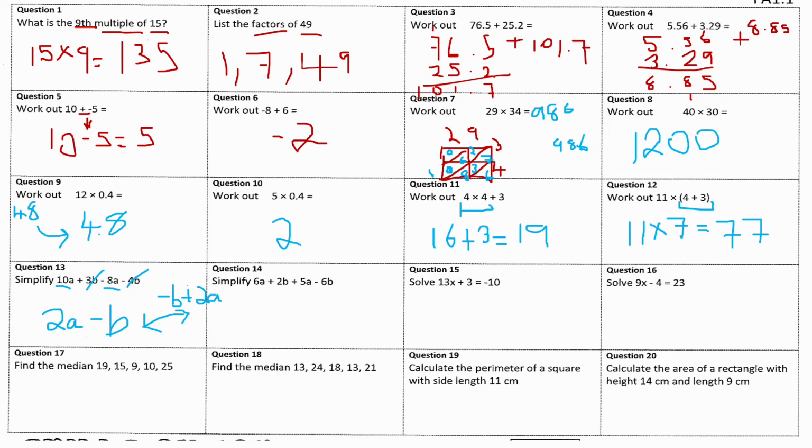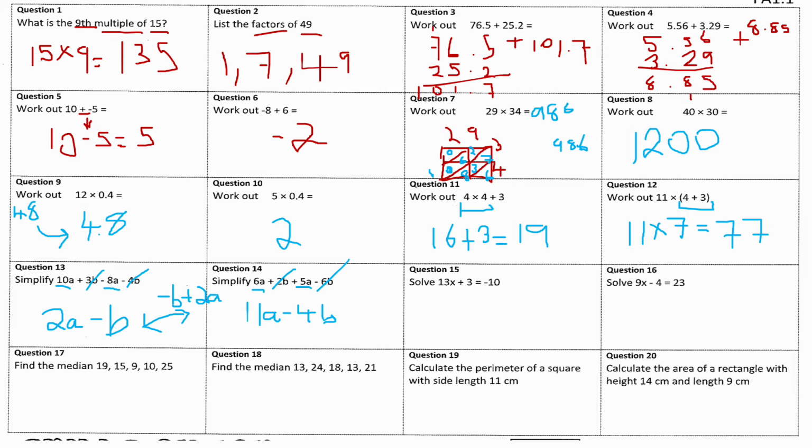This is question number 14. Again, simplifying like terms. Simplify 6a plus 2b plus 5a minus 6b. Well, 6a plus the 5a is 11a. 2b subtract 6b is negative 4b. So it's 11a subtract 4b, or again, negative 4b plus 11a. Okay, examiners will accept both conventions.